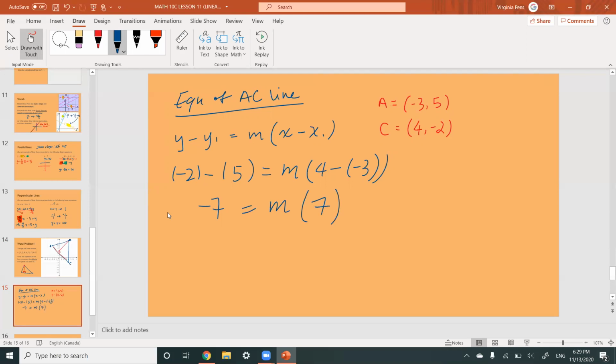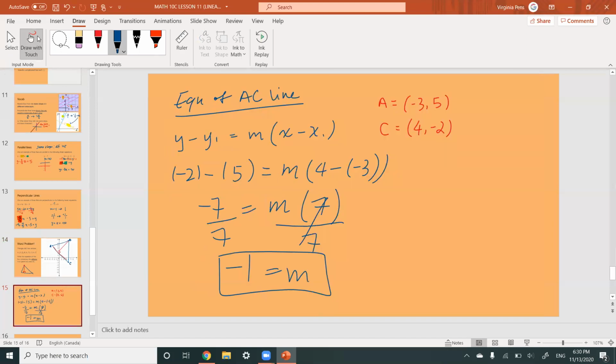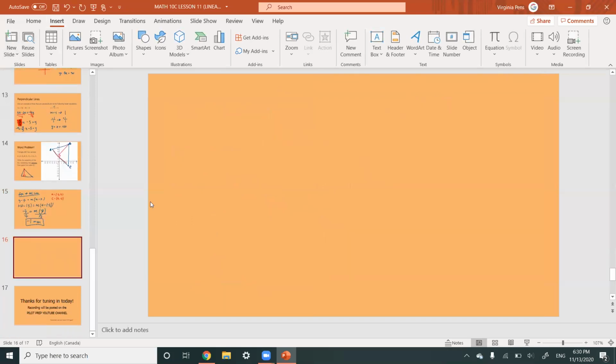And then, yay, we can divide both sides by the coefficient of m to isolate m, and that gives us -1. All right, we found our m, but this is not the final answer, because what we're looking for is not the slope of this, but the slope of this. So let me grab another slide. We can find the perpendicular.